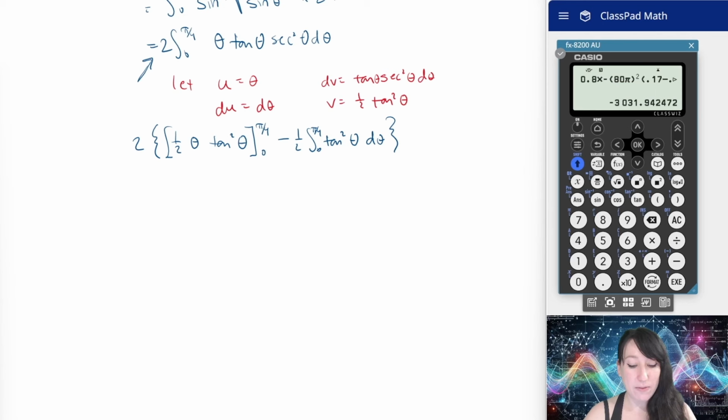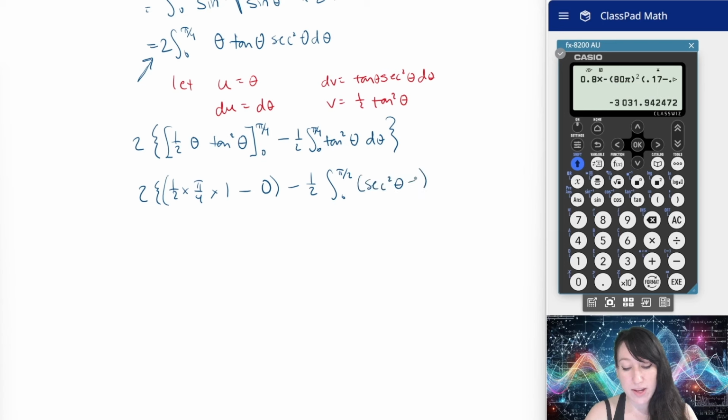Okay, let's evaluate that first part, and then to integrate tan squared, we're going to write that as secant squared minus 1. So we're going to get 2 times 1/2 times pi over 4 times tan of pi over 4 squared, and tan of pi over 4 is 1, and 1 squared is 1. And then when we plug in 0, it's just going to be 0. And then we rewrite this again as secant squared minus 1. That's really easy to integrate. Remember, the derivative of tan is secant squared, so it's a simple integration there.